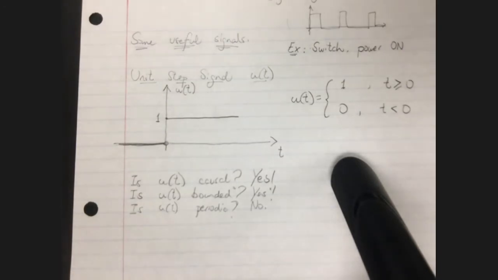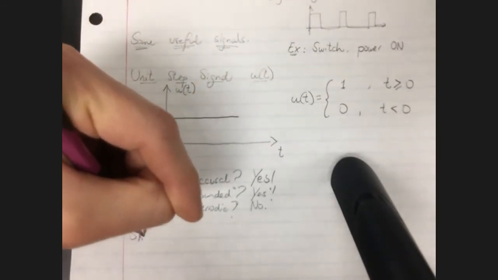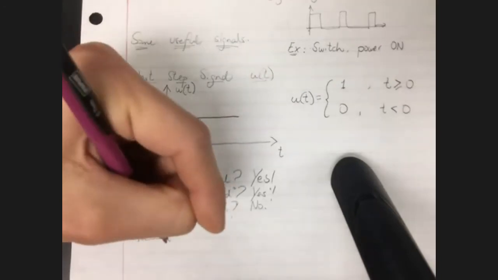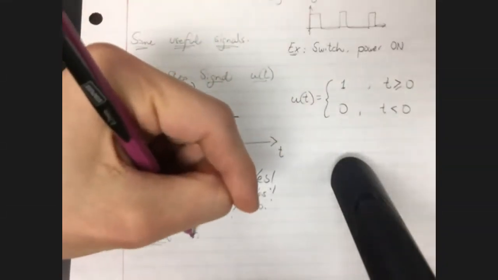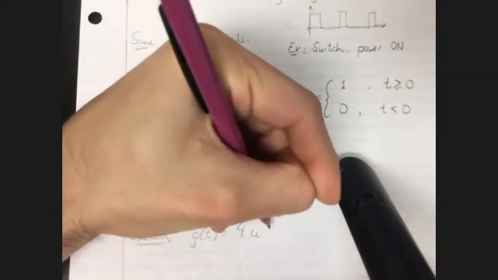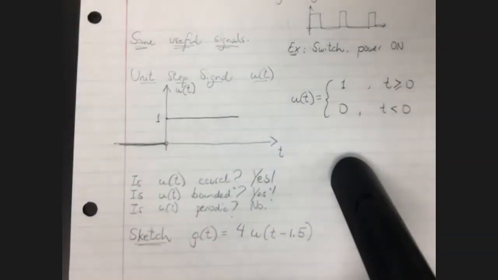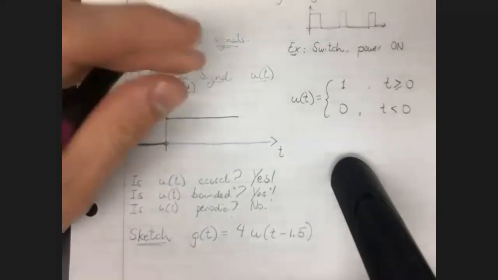Great. All right. So let's keep doing a little bit of practice with this U of t to reinforce some of the concepts we've learned, not just in this class, but the one before and last week. So let me ask you to sketch. Let's say a signal, let's call it g of t, and let's say g of t is 4 times u of t minus 1.5. So go ahead and sketch that.